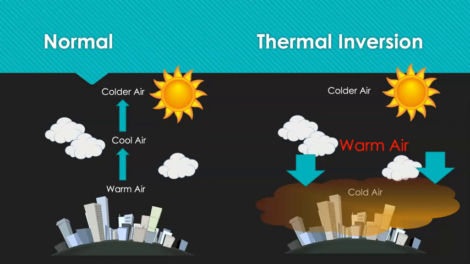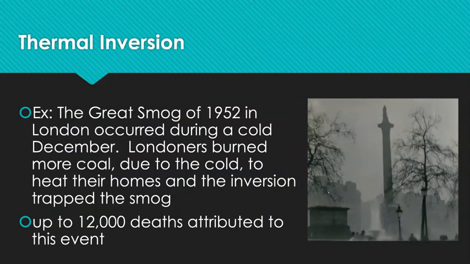So if you look at the picture on the right, you can see in that thermal inversion, the brown smoggy cloud. So that is the pollution being trapped in the inverted air that is cold and closer to the Earth's surface by the warmer air that is now above it, where it would not normally be. Thermal inversions have caused a few major disasters throughout human history, one of the most famous being the Great Smog that occurred in 1952 in London.